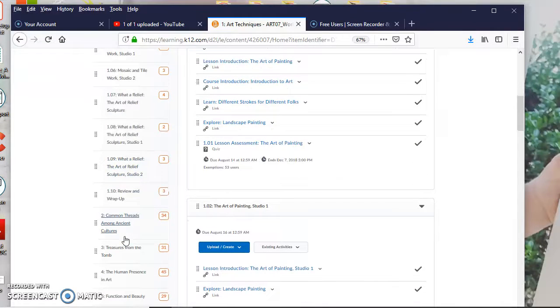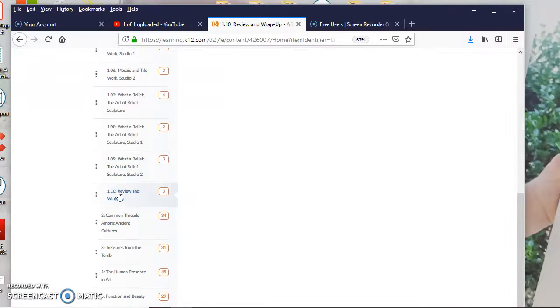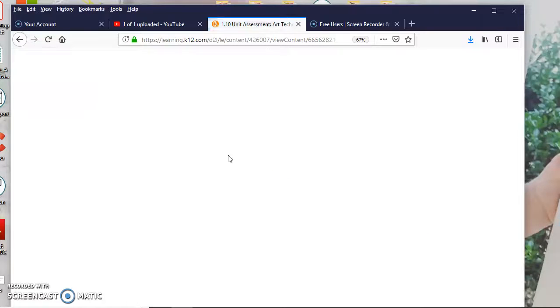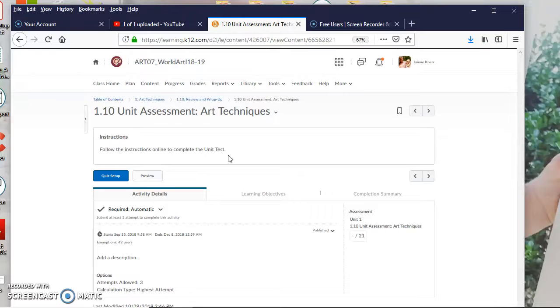So let's say you had to redo the unit test. You can click on 110 unit review, or you could just scroll down. And then just click on here, and then that will take you to your unit test. Of course, before you go and do all that, you want to download the Unit 1 study guide and review that and make sure you know it pretty well, right? Do a little studying and then attempt the test or the quiz, okay?